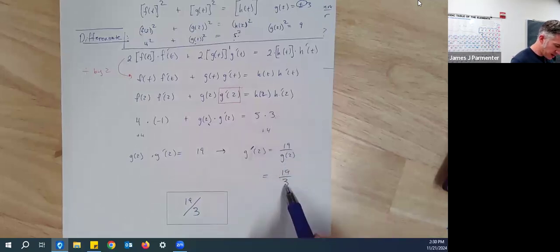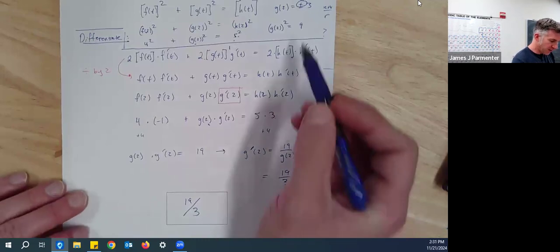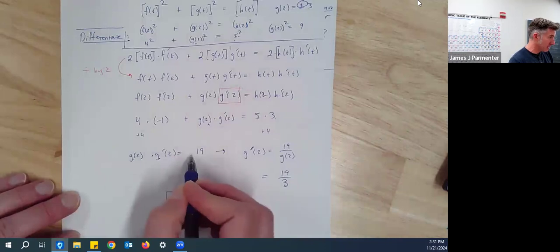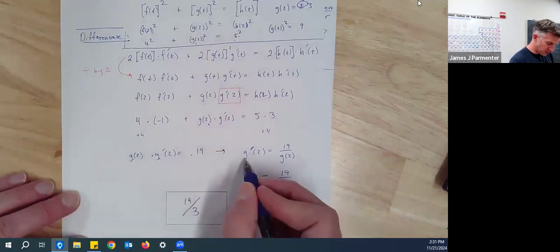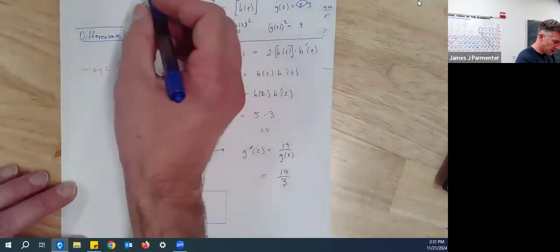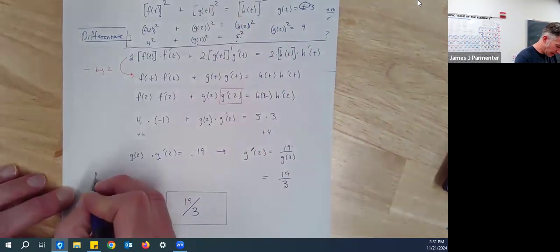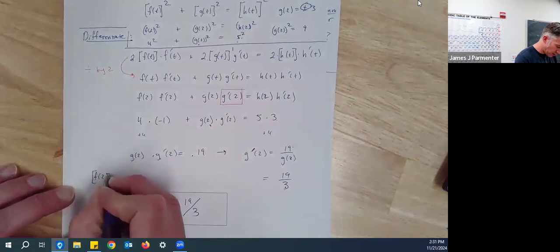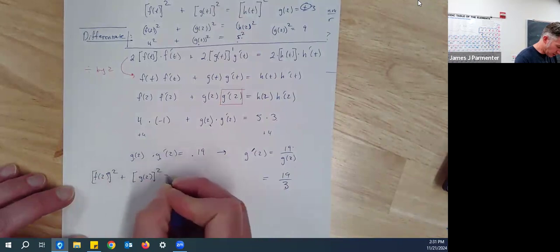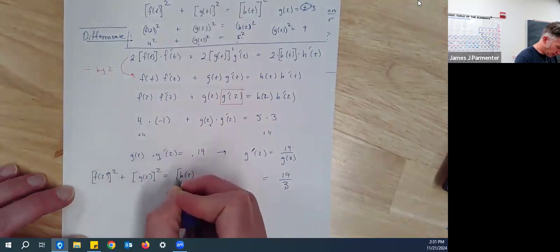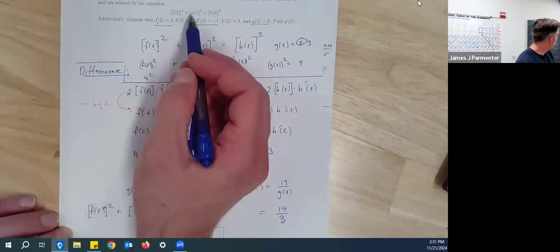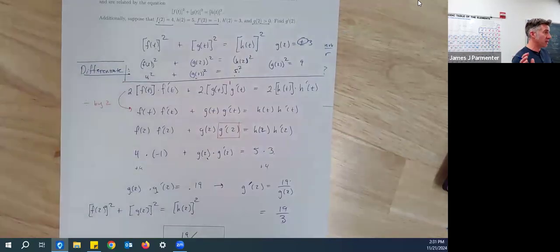Sure. So that 3 came from the fact that g of 2 times g prime of 2 is equal to 19. And then we said that g prime of 2 is equal to 19 divided by g of 2. And then we went back and said, oh wait, we know that f of 2 squared plus g of 2 squared equals h of 2 squared, because we're given this equation that f of t squared plus g of t squared equals h of t squared for any value of t.